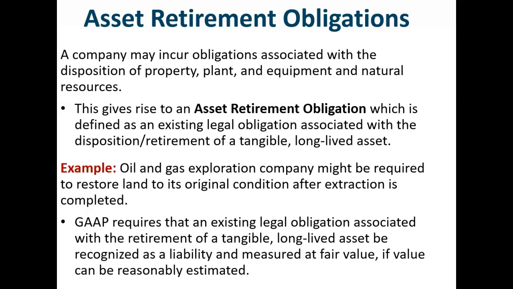Generally accepted accounting principles now require that an existing legal obligation associated with the retirement of tangible, long-lived assets, including natural resources, must be recognized as a liability and measured at fair value, if the value can be reasonably estimated. When the liability is credited, the offsetting debit is to the related asset. These retirement obligations could arise in connection with several types of assets.